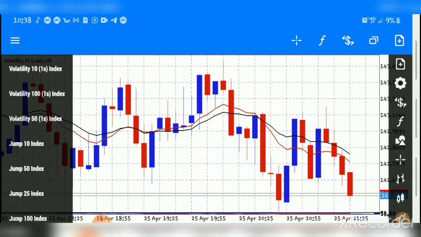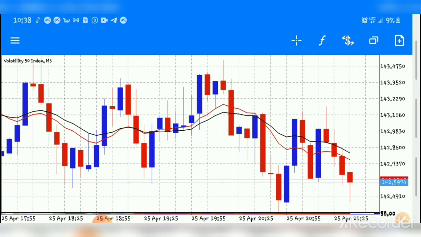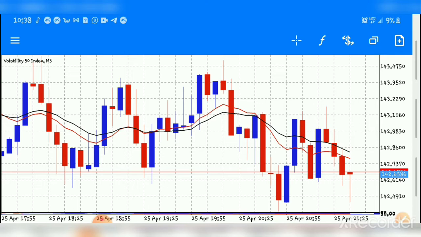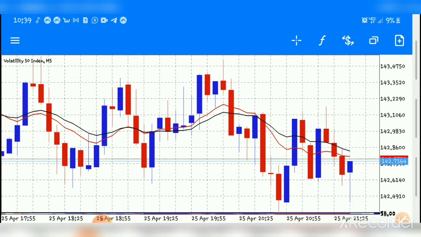These volatilities and the jumps behave the same way, and their movement looks like that of the normal currency market. They move like currency pairs, so you can use the knowledge of currency pairs to also trade them. When you are dealing with synthetic indices, you don't need any fundamental analysis. What you need is only technical analysis.